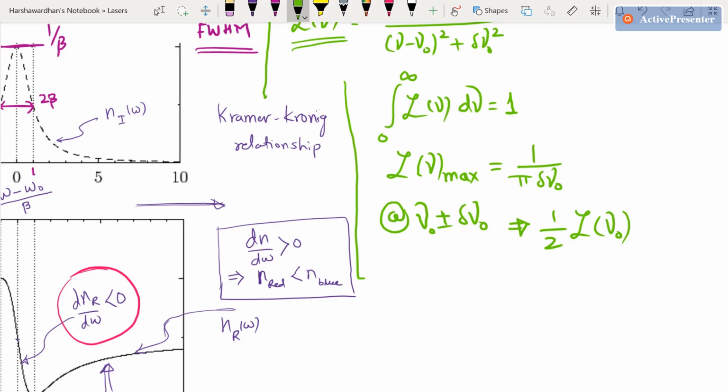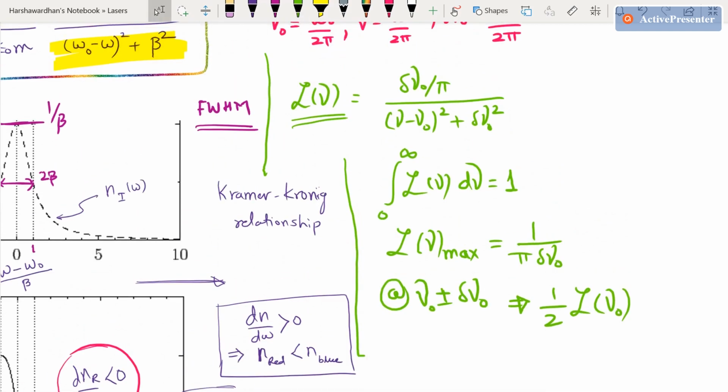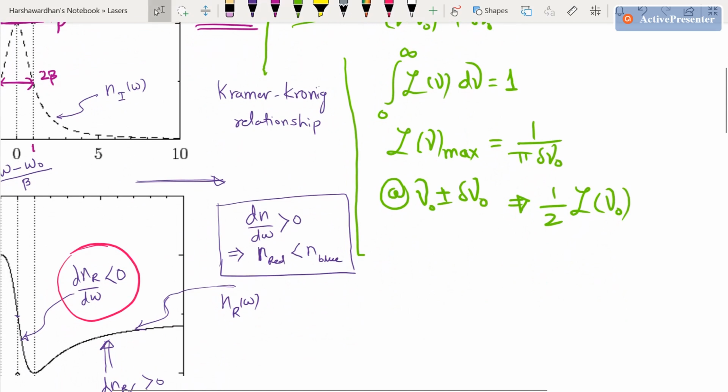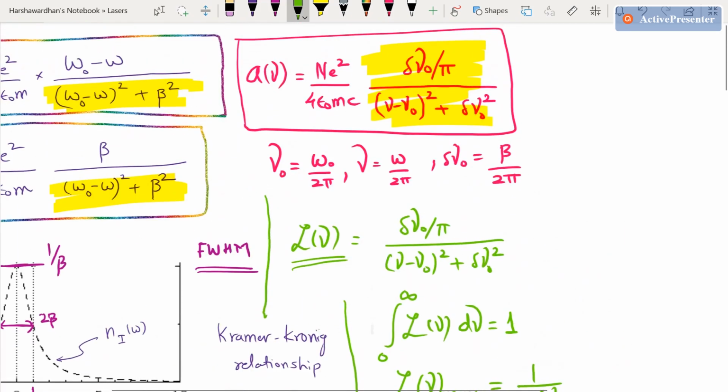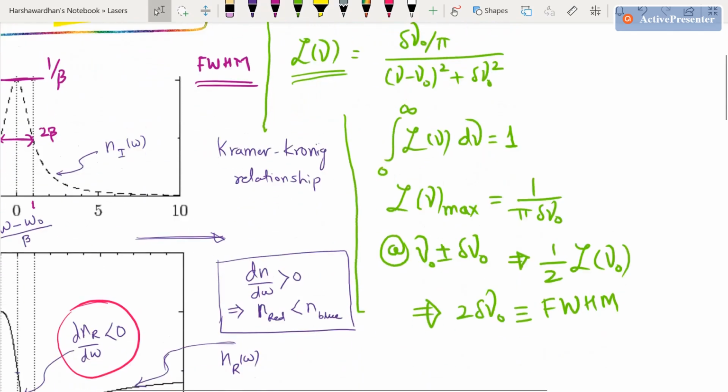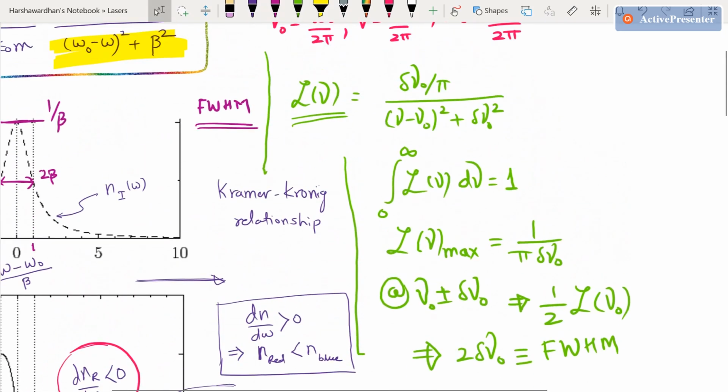You can check that out. At nu plus minus delta nu naught, the denominator, which was delta nu naught square at the maximum, now becomes twice delta nu naught square. Hence twice delta nu naught is my full width at half maximum. This is just to talk about this line shape function, which I mentioned that I will introduce.